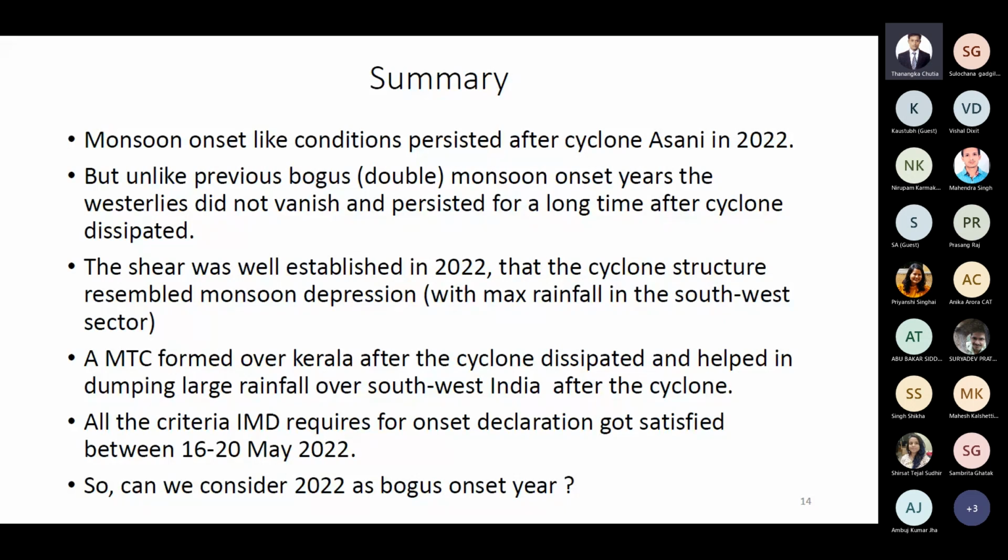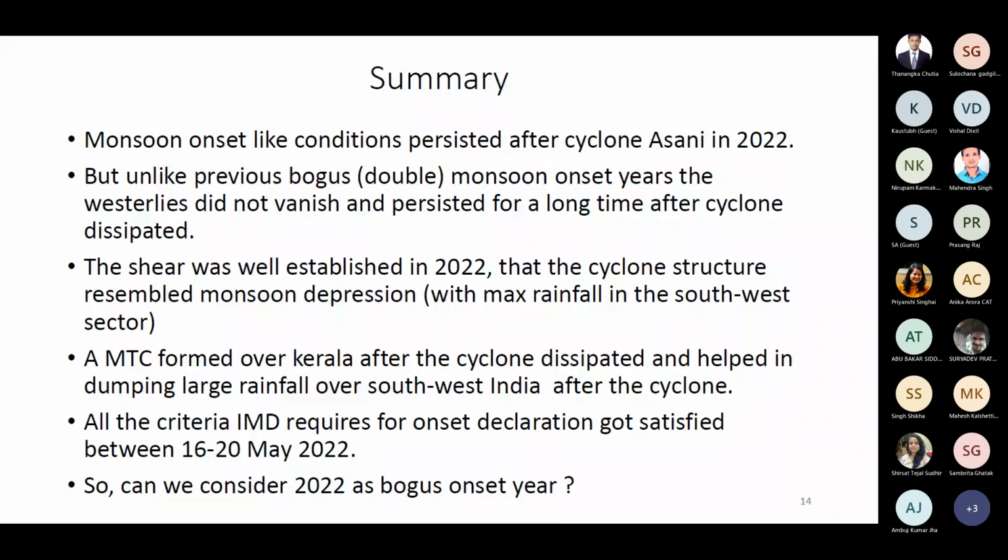So the question now is, can we consider 2022 as a bogus onset? Should we consider this a bogus onset or should we consider it a real onset? But you know why I did not declare onset at that period? All the IMD criteria were satisfied, and they declared it in time. Yeah, you have not done that. Is there any reason? Yeah, the 600 hPa criterion.